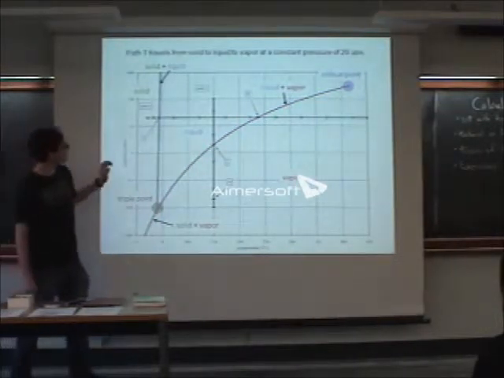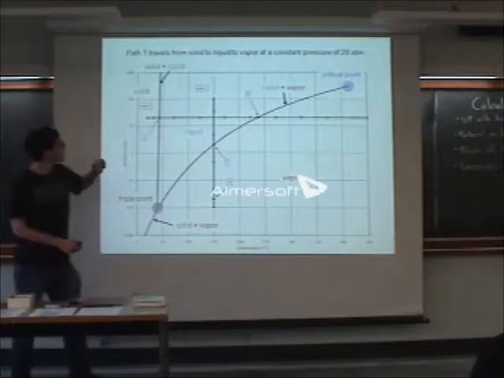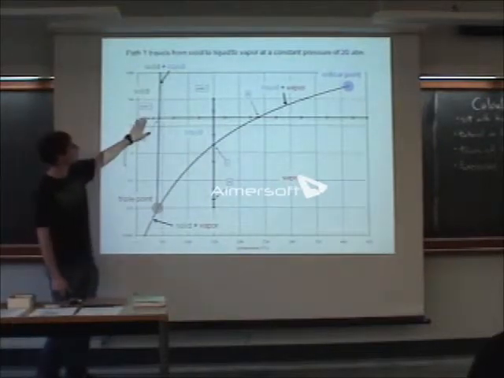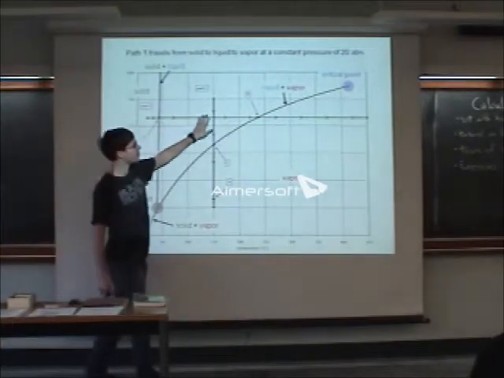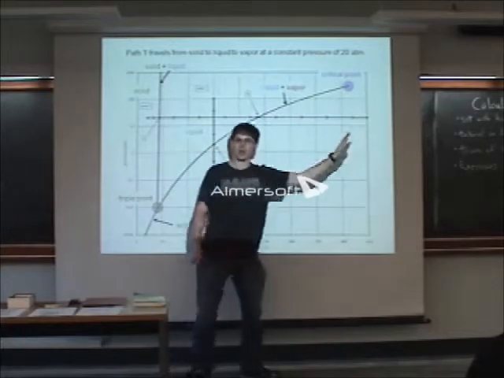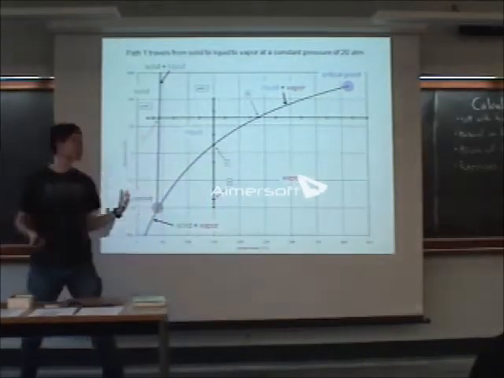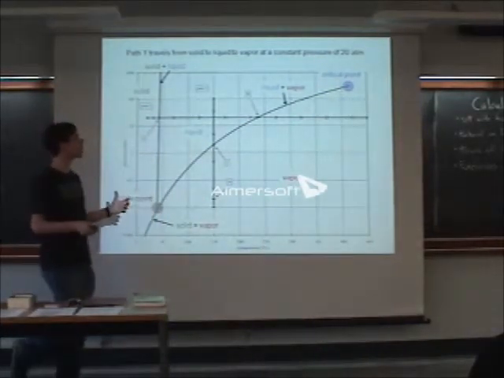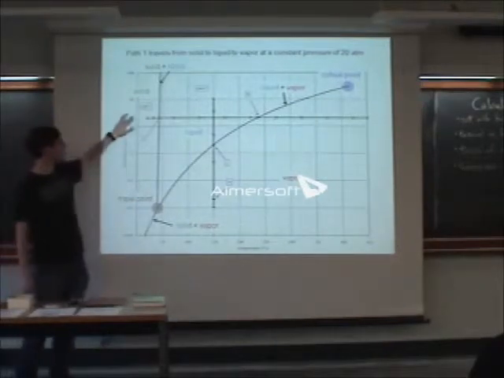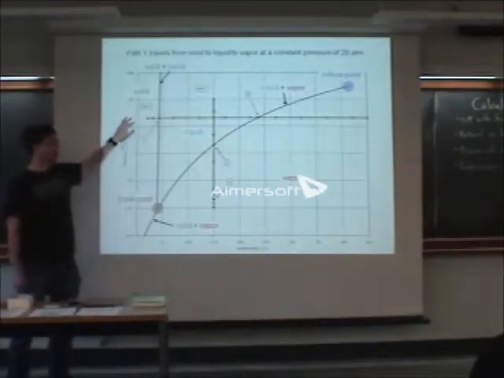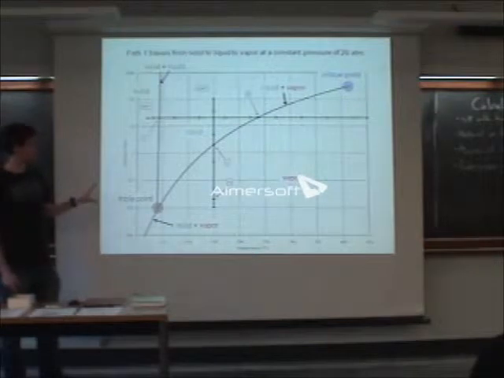So we have path 1 right here. We see it starts in solid land, continues on through liquid land, and goes all the way through vapor land. So that's 3 really important pieces of information to start with. And we know it stays at 20 atmospheres the entire time. So this is our first diagram.